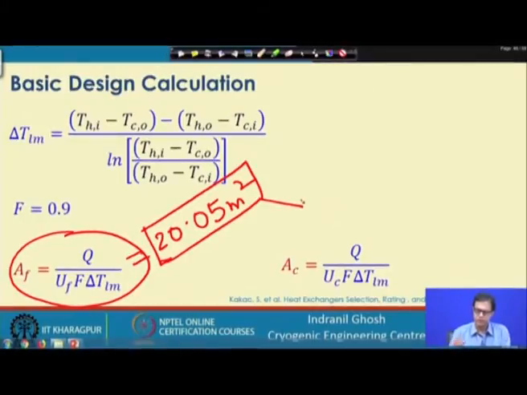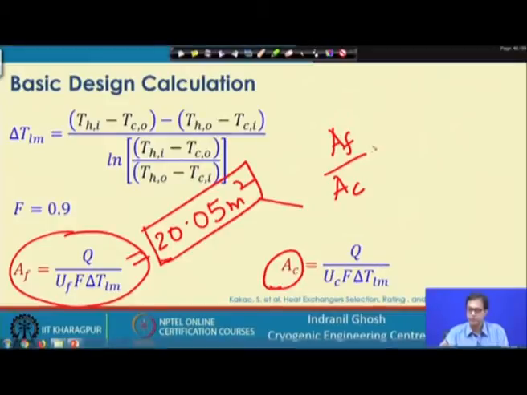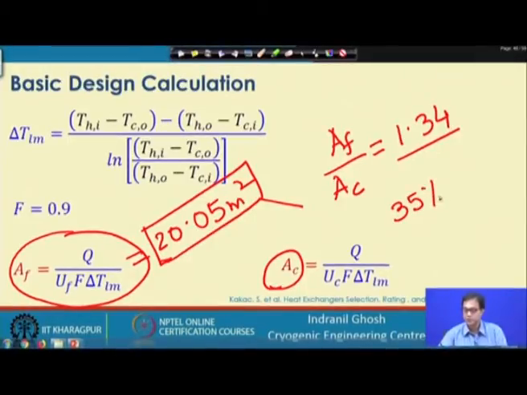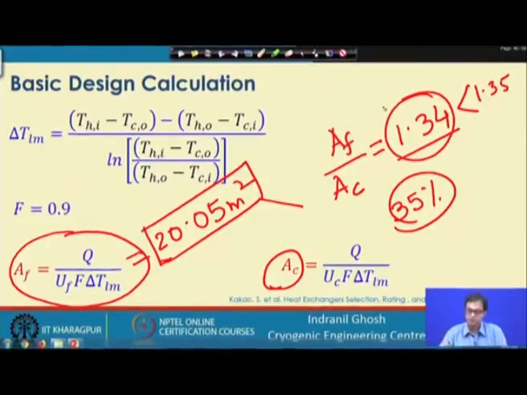Now, if we look into the ratio A_f by A_c, where this is the clean surface area and this is anticipating some kind of fouling, what is this ratio? This comes out to be 1.34. We have been told that the over design should be less than 35%. As we can understand, this is less than 1.35. So, this design, or this oversizing, is within the limit.